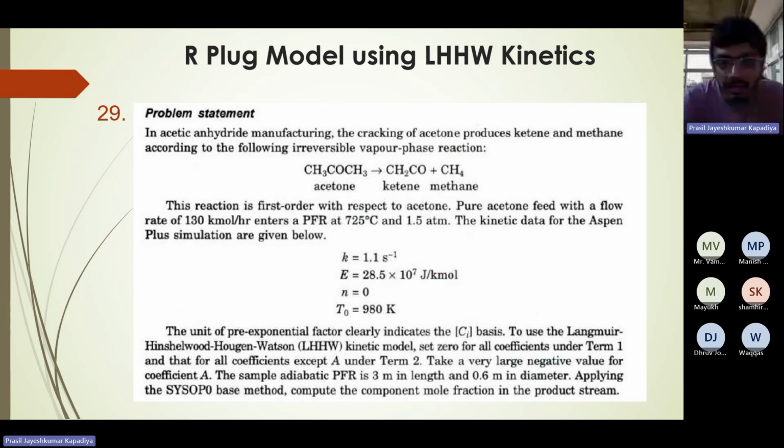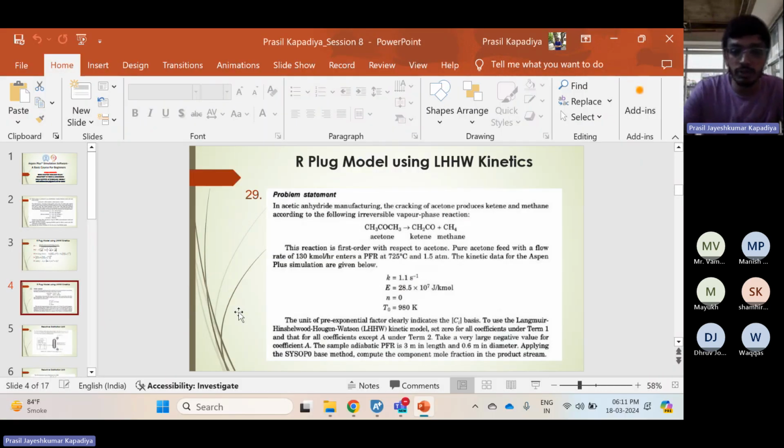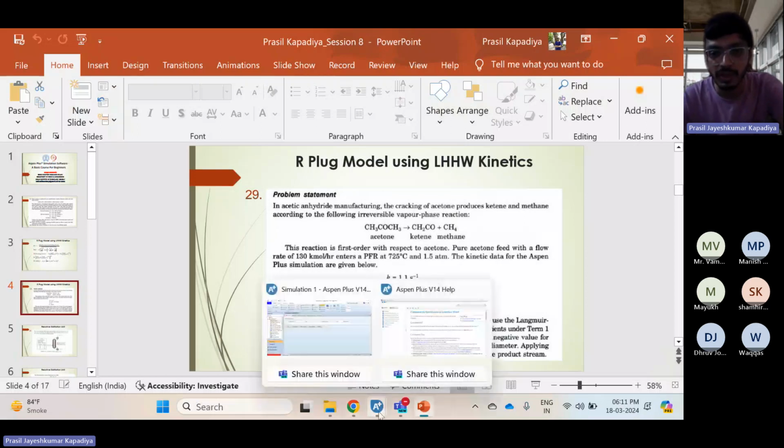Then to use the LHHW model, set 0 for all coefficients under term 1 and for all coefficients except A under term 2. Take a very large negative value of coefficient A. And here it is told adiabatic PFR with length and specified diameter. So we are supposed to use some property method and compute the mole fraction of product. I will show you how to solve this problem.